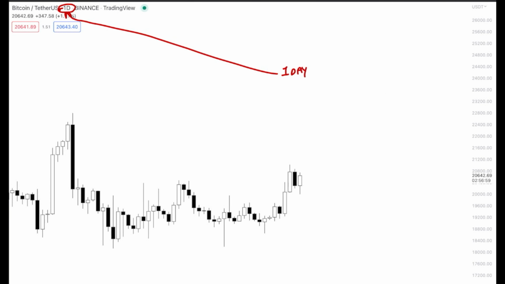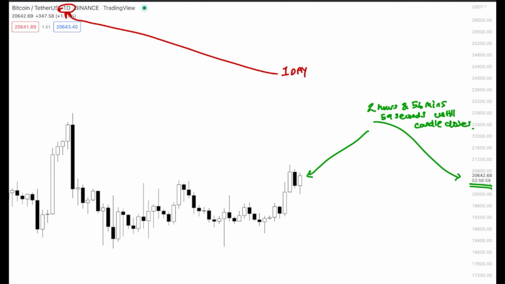Here we have the same example on the daily chart. If you look to the right, it says we have 2 hours, 56 minutes and 59 seconds left before the daily chart closes. Of course, the lower the time frame, the less important it is to wait for the candle to close.